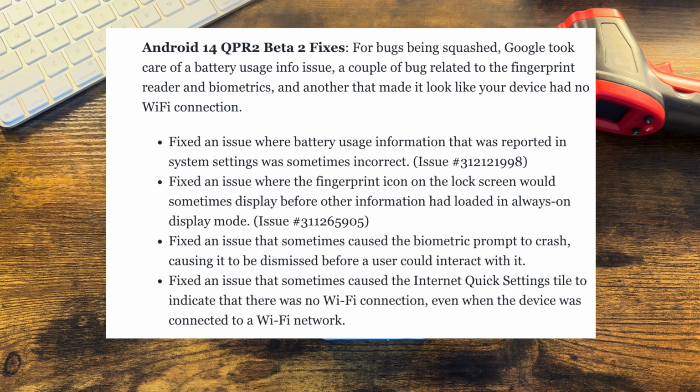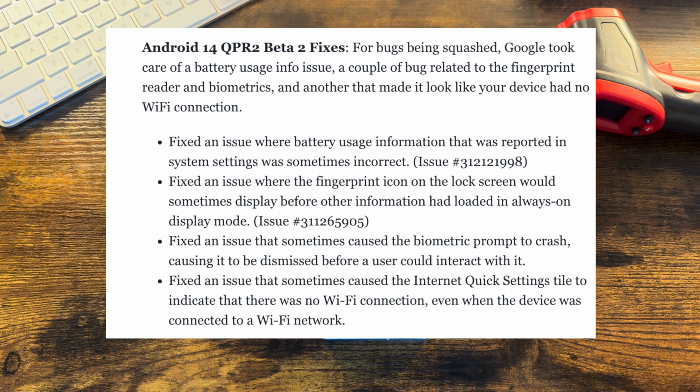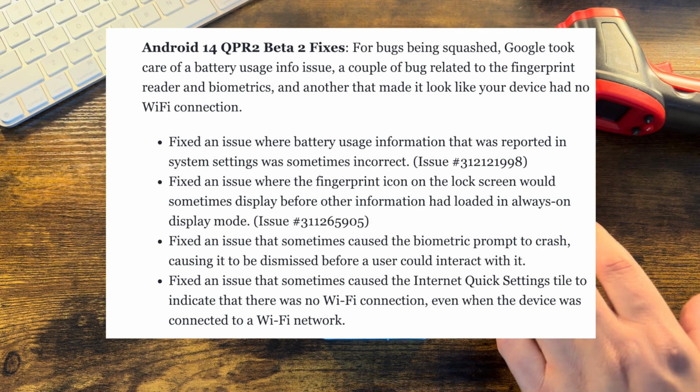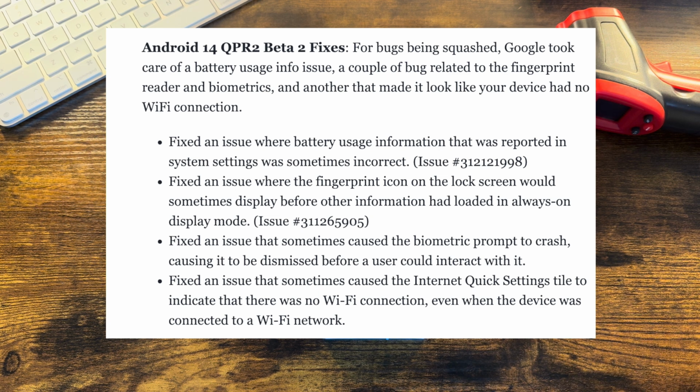So starting off with the bug fixes, as you can see here, there's only a few bullet points. The first being that they fixed an issue where battery usage information that was reported in system settings was sometimes incorrect. They fixed an issue where the fingerprint icon on the lock screen would sometimes display before other information had loaded on the always-on display. They fixed an issue that sometimes caused the biometric prompt to crash, causing it to be dismissed before a user could interact with it. And lastly, fixed an issue that sometimes caused the internet quick settings tile to indicate there was no Wi-Fi connection, even when the device was connected to a Wi-Fi network. Out of those four bullet points from beta 1.1, the only one we experienced was that last one that said there was no Wi-Fi network, even though there definitely was one present.